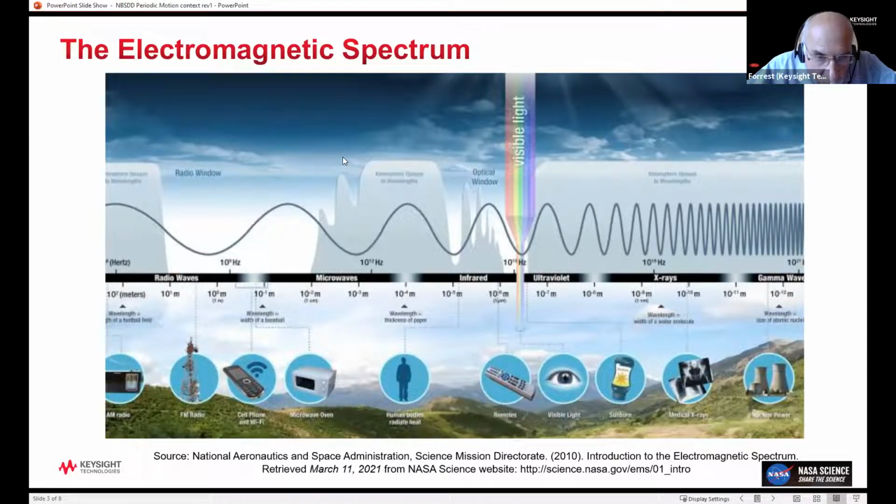So let me take a shot at this. 5G would be roughly here in the microwave regions. Microwave, a little bit lower, Joe, but yeah, in that vicinity. Yes. Very good. So that's 5G.